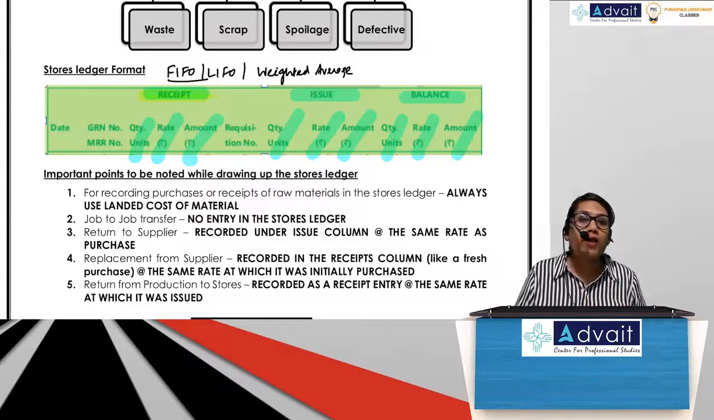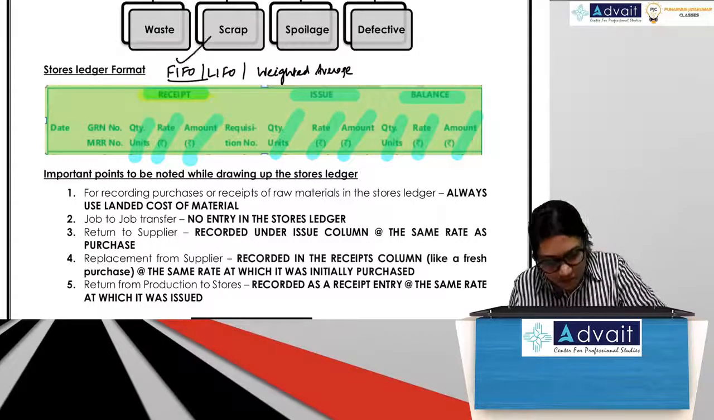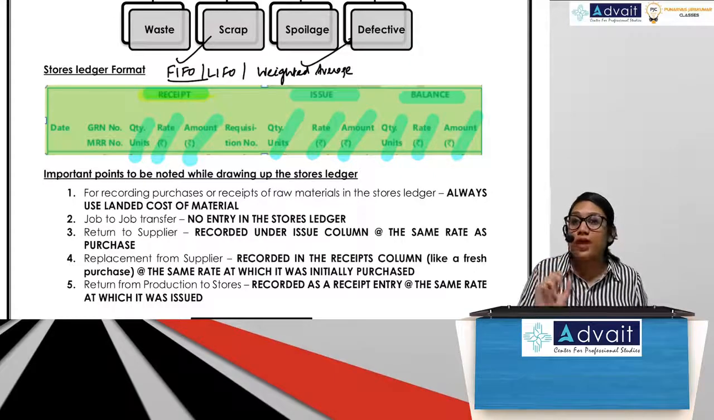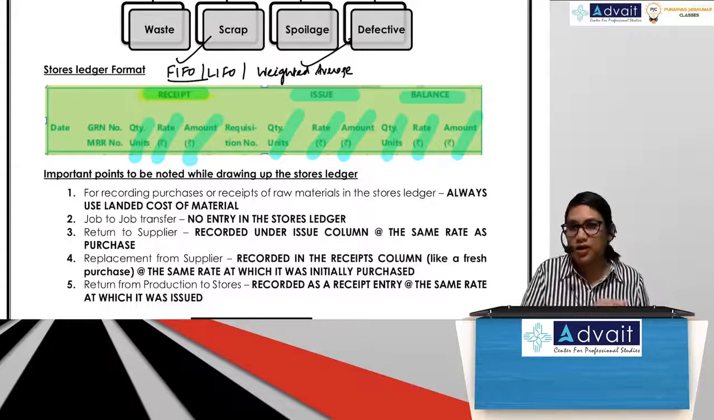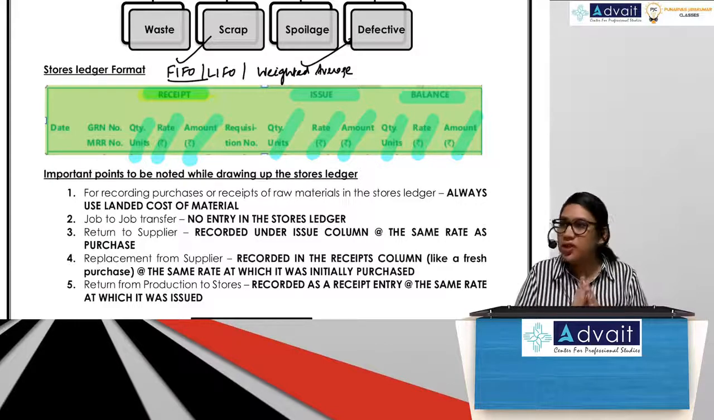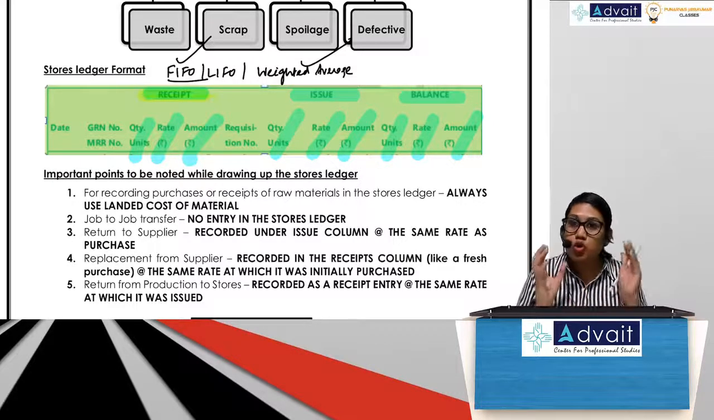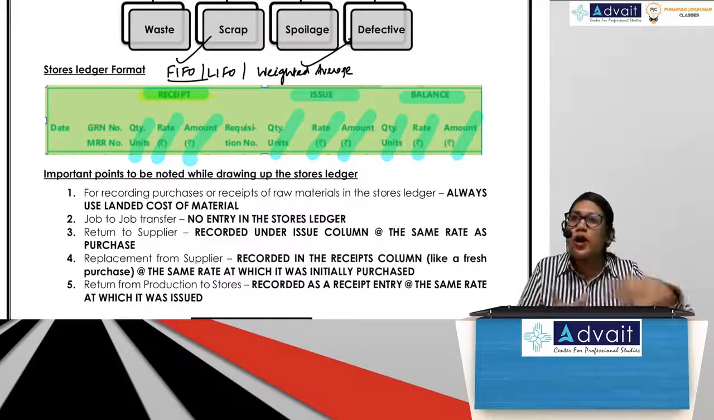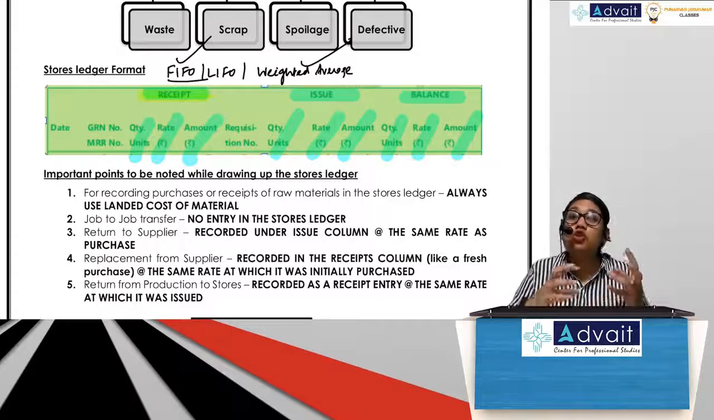So we will be solving problems on FIFO and on weighted average. Okay, so the next problem in the book is basically based on FIFO and weighted average. But before we move on to the problem, there are certain adjustments that we need to understand when it comes to drawing up the stores ledger. So if it's a purchase, I know you will easily put the purchase in the receipts column. If it is an issue, I know you will put it under the issue column, and balance you can easily calculate. But what if it is not a purchase or an issue? It is something else. Then what do you do?